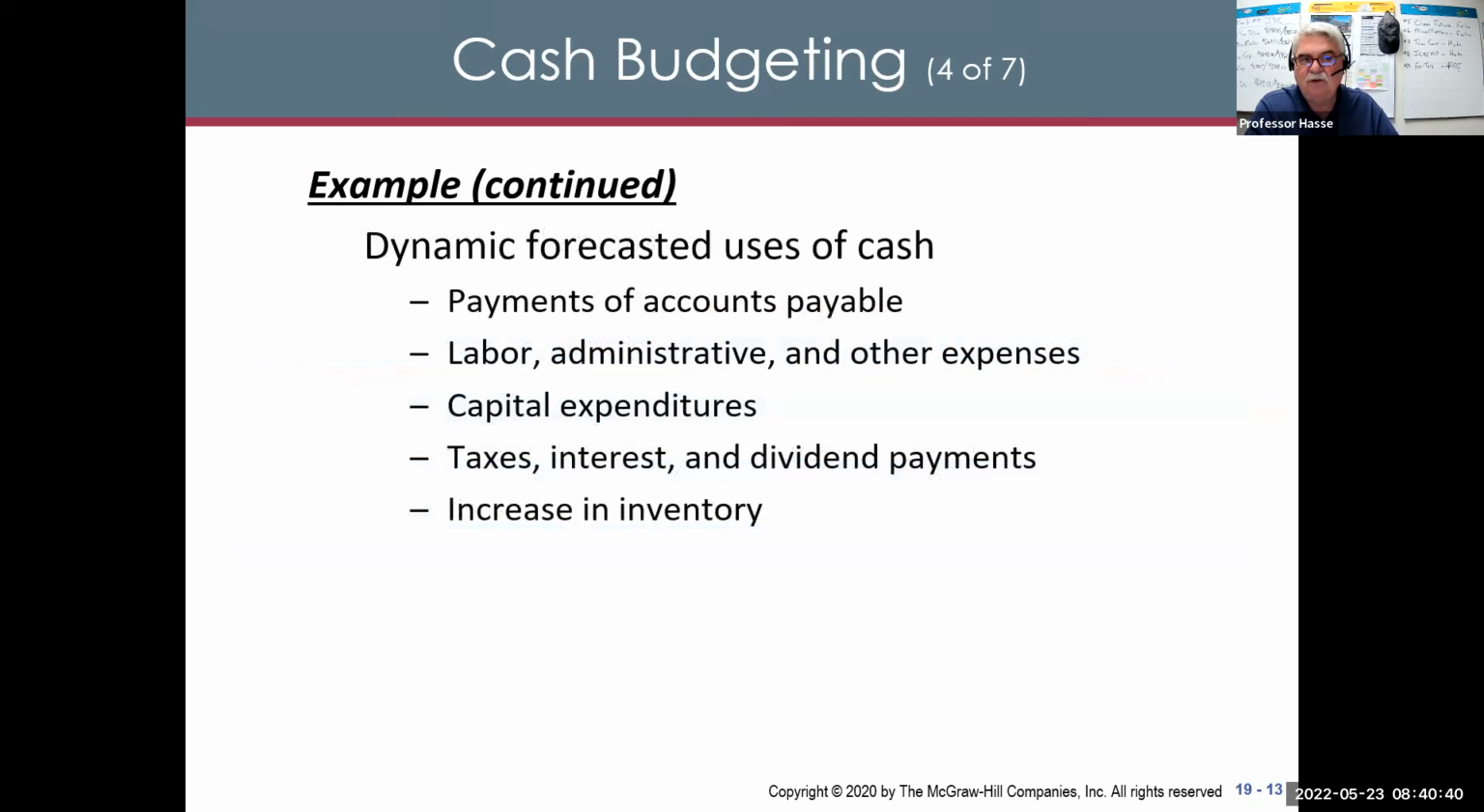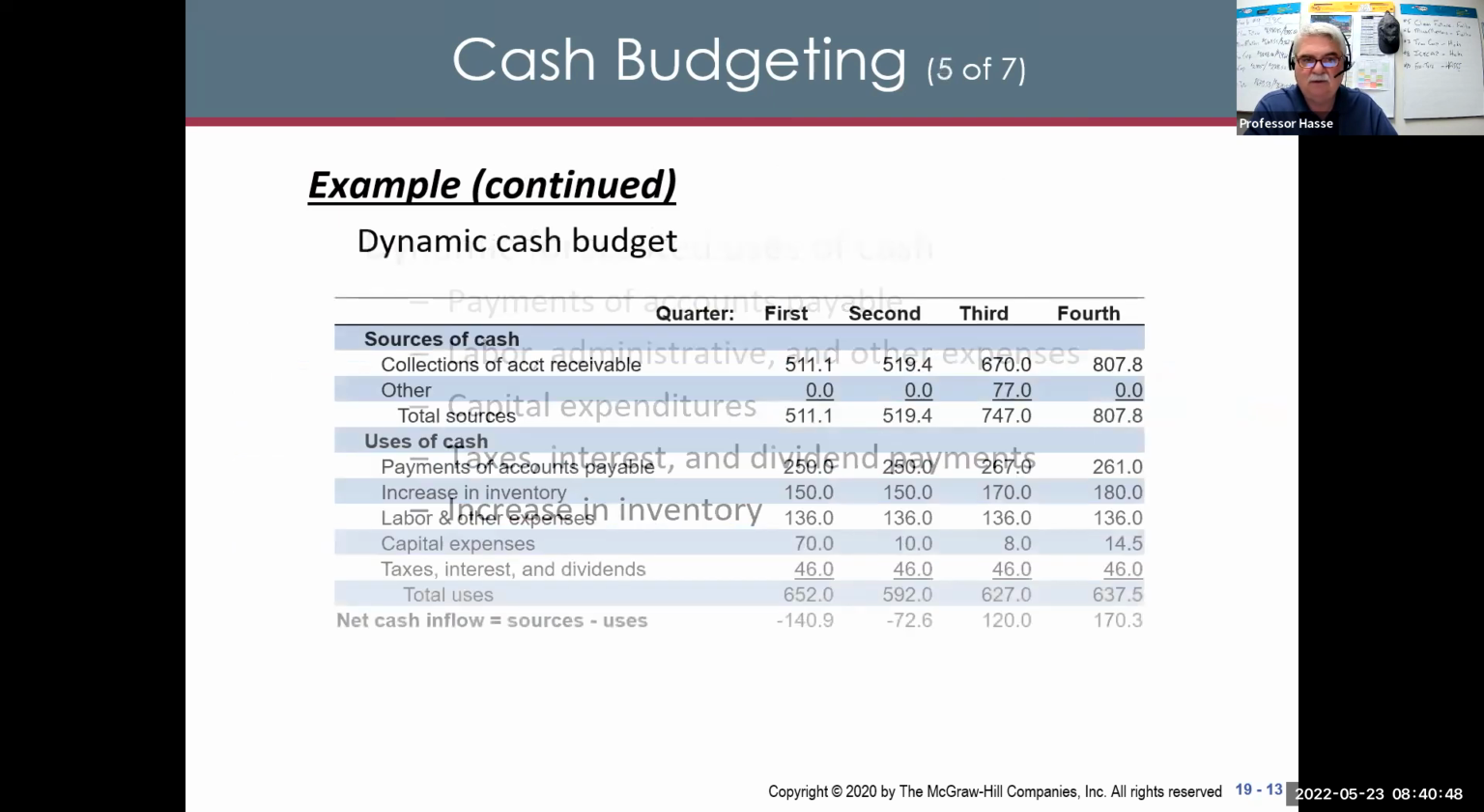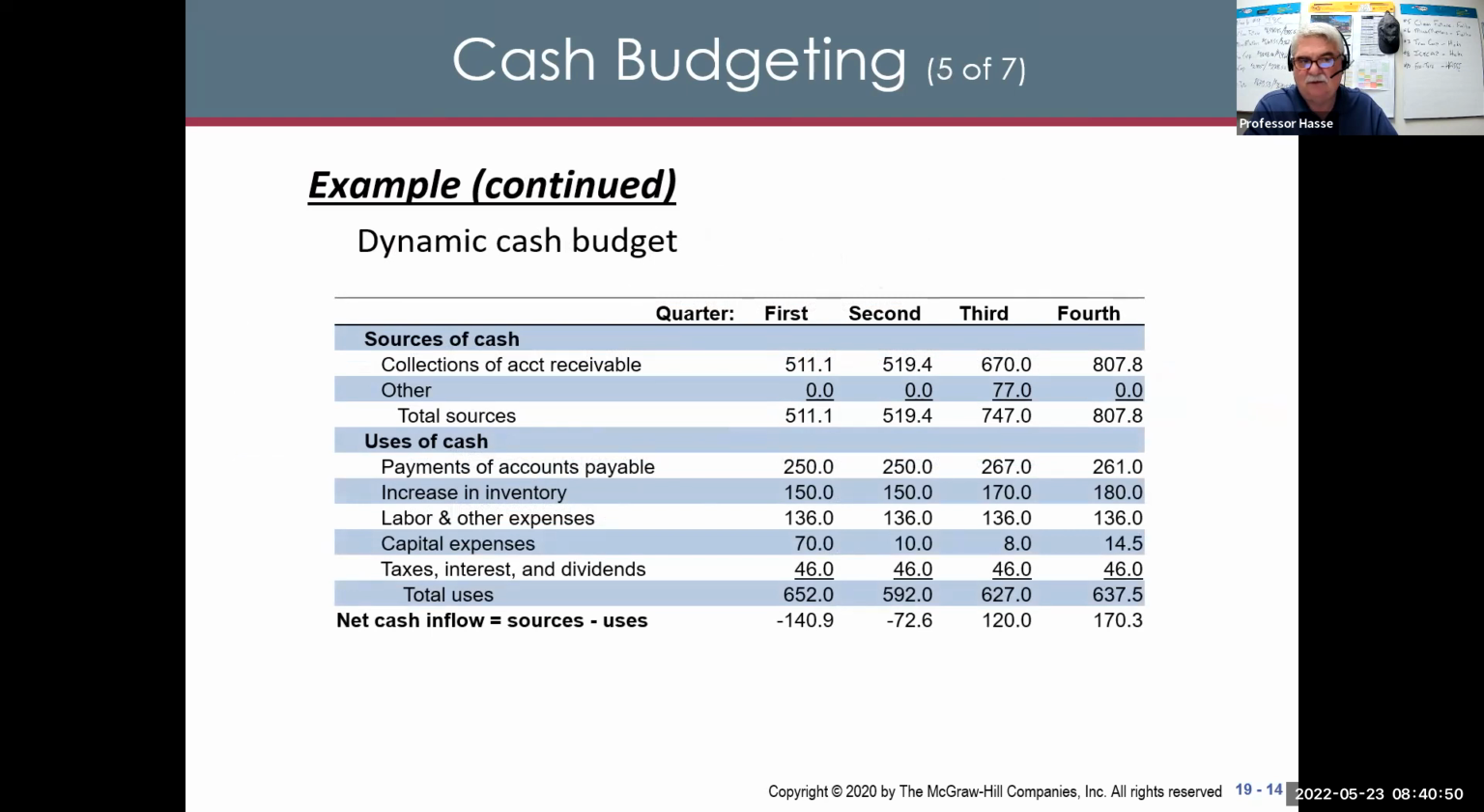At the same time, what are their bills? What bills do they have to pay? Payroll, accounts payable, taxes, buying inventory, whatever. What are their expenses? So here are the sources of cash, collections of receivables, as this company's mainly an invoice-generated company. So there's their cash flow sources. Here's their cash flow needs.